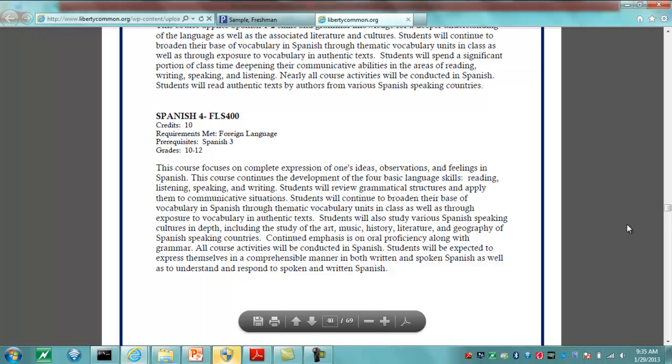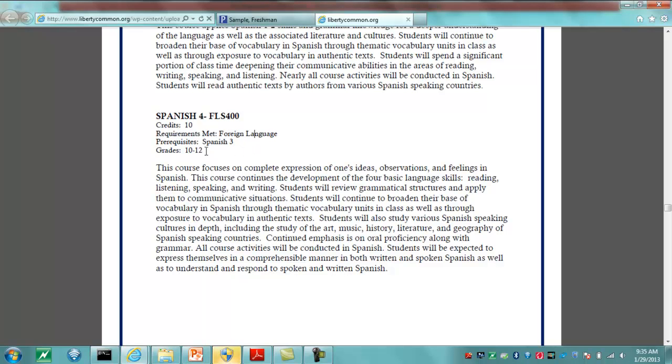Right now I'm looking at the curriculum guide online, and this is a sample of a course description that you would find in the guide. So for example, with Spanish 4, you'll see that Spanish 4 is a 10-credit class, which means it's a year-long course. If it's a semester-long course, then it would say 5 credits. Under requirements met, it says that it meets the foreign language requirement. So when you look at page 8 in the curriculum guide, you'll see all the graduation requirements listed there, and you can refer to that page for requirements that are being met.